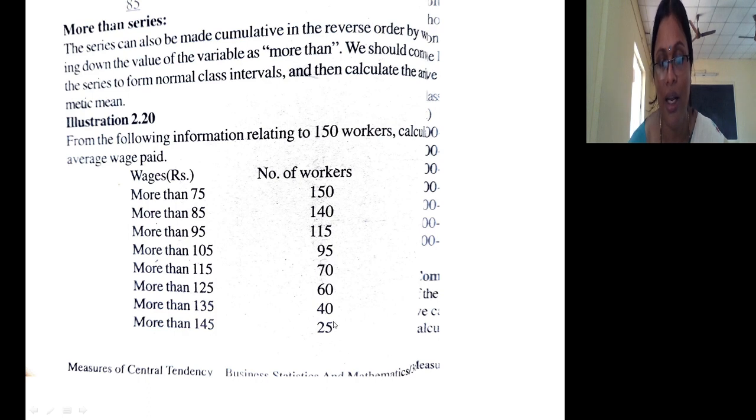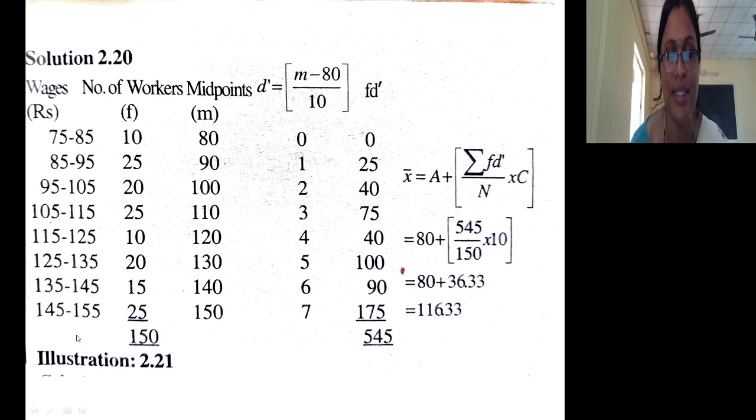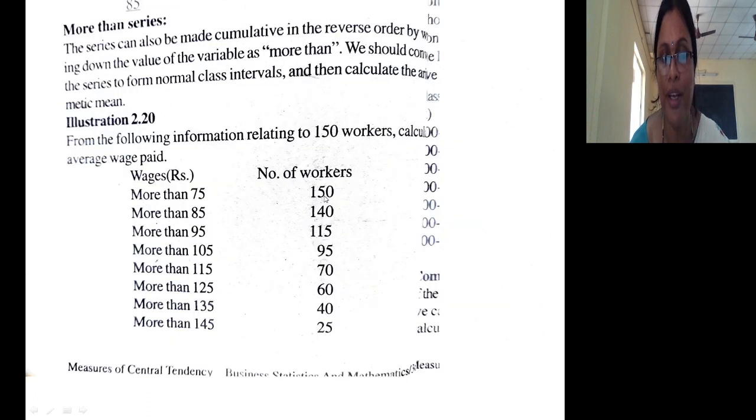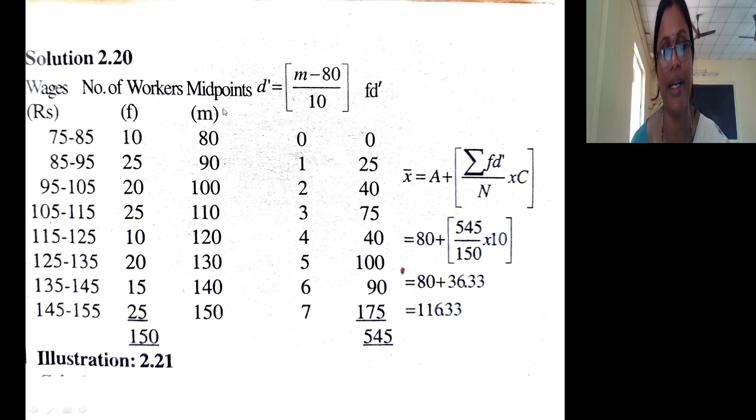In case of less than series, the sum of frequency should be the cumulative frequency of the last class interval given in the problem. As far as more than series is concerned, the sum of frequency, that is N, should be the cumulative frequency of the first one given in the problem. This is how to identify.